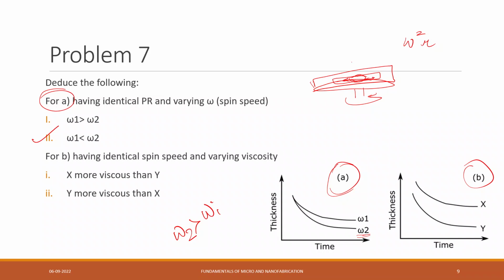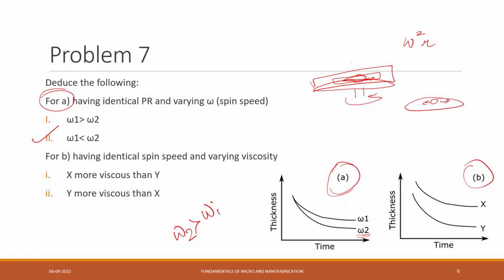And the second one is having identical spin speed, so omega is constant here. So this force, the centrifugal force, is constant, but you have to consider the viscosity. Viscosity is the friction between the layers of the liquid, so anything more viscous will have more friction.